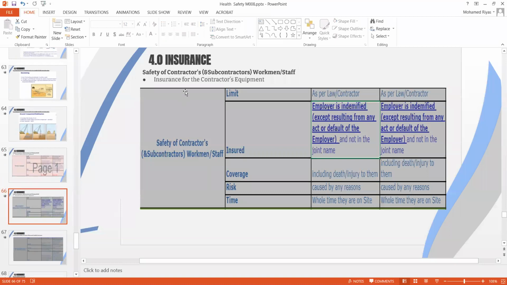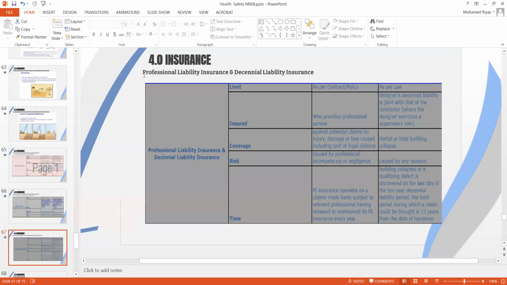Coming to the professional liability insurance and designated liability insurance. PI insurance is what we call professional liability insurance. The designated liability is a legal requirement, and you can procure it as designated liability insurance. The difference between these two is that professional liability comes with a certain limit. It doesn't cover the overall complete project cost. Maybe you will have a project for 50 million or 500 million, but the PI cover will be approximately 20 million or 10 million.